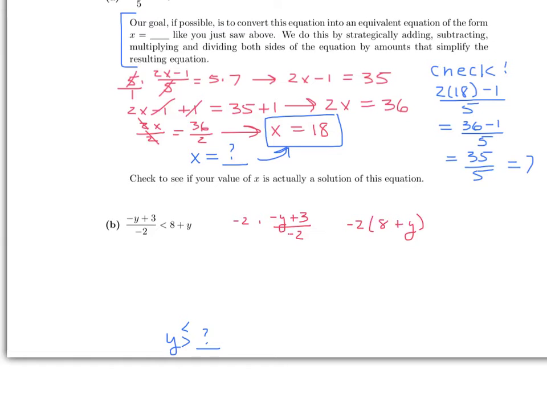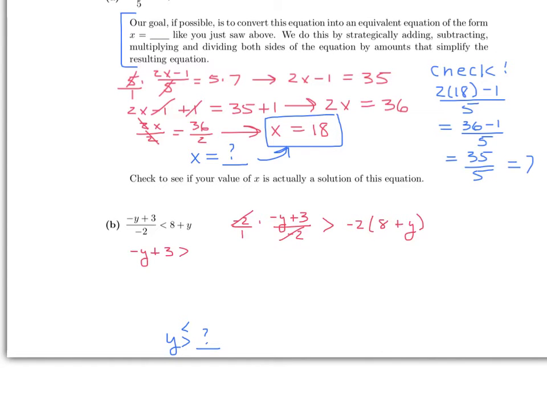Now, notice we have multiplied an inequality by a negative number. So what do we have to do with the inequality symbol? In order to arrive at an equivalent inequality, we need to reverse the direction of the symbol. It was a less than, we need to have it be a greater than. So notice, this -2 is like -2 over 1. There's a common factor of -2 in the numerator and denominator, which may be canceled. So our resulting inequality is -y plus 3 is greater than.